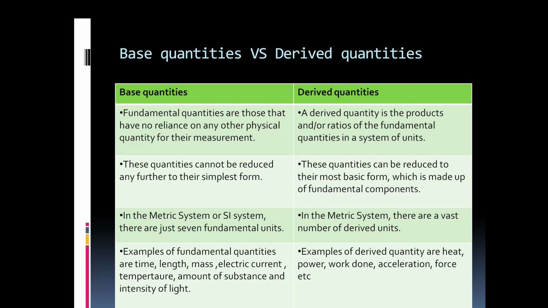So in the metric system or SI system, there are just 7 fundamental or base units, but there is a vast number of derived units. As I told you, you can express as many derived quantities as you need.